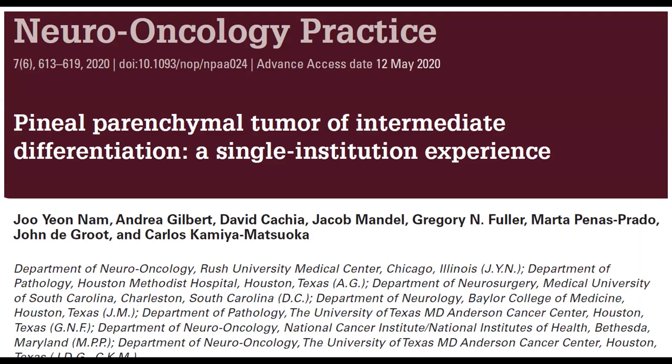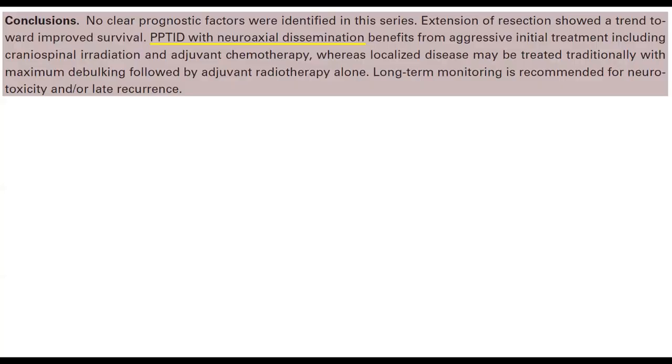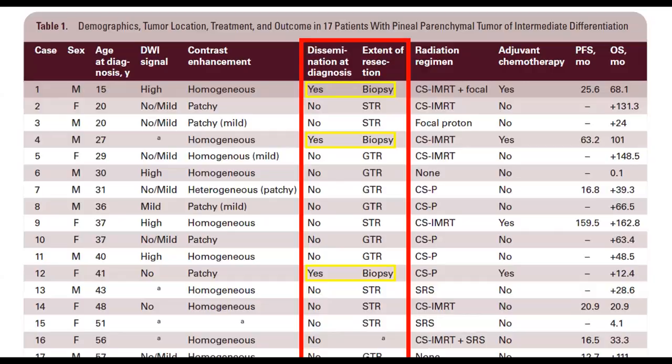series. Here we go, pineal parenchymal tumor intermediate differentiation, single institution experience. Pretty recent, Neuro-Oncology Practice 2020. Here you can see just a bottom line, PPTID with neuroaxial dissemination, which is our current patient we're talking about, benefits from aggressive initial treatment, including craniospinal irradiation and adjuvant chemotherapy, whereas localized disease can be treated traditionally with debulking followed by adjuvant radiotherapy alone.